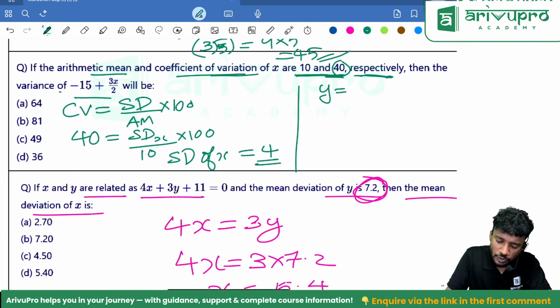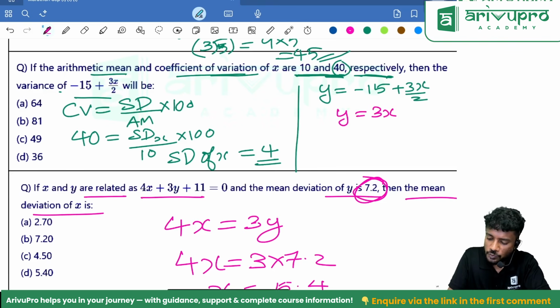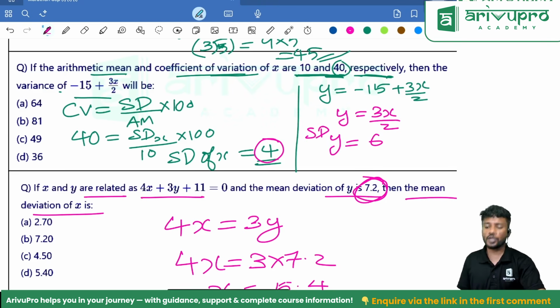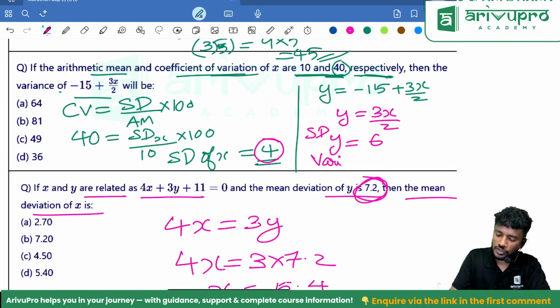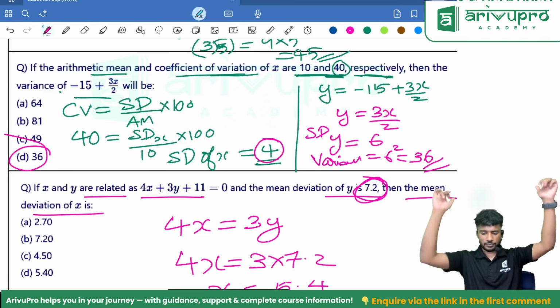y is equal to minus 15 plus 3x by 2. Now, how to write this? Can I write y is equal to 3x by 2? Instead of x, what will you put? 4. That means y is equal to 6. That means standard deviation of y is equal to 6. Then variance is 6 square, which is equal to 36. Option D. Right answer. Good.